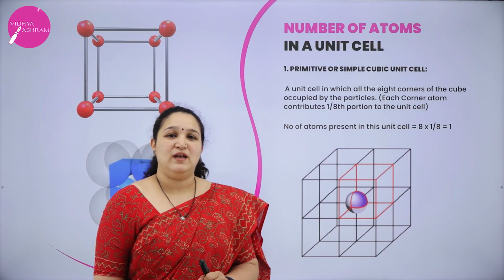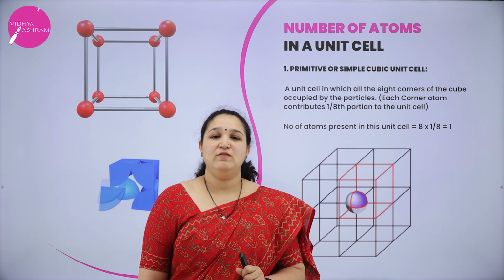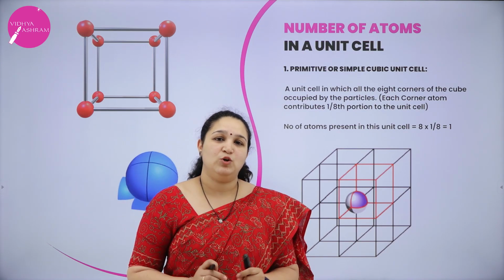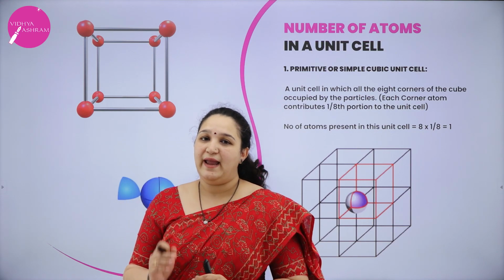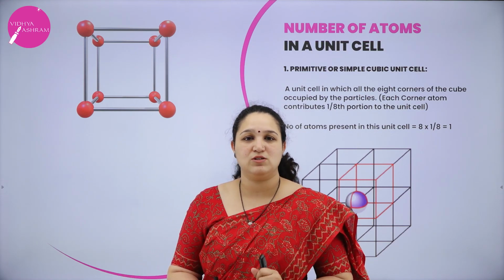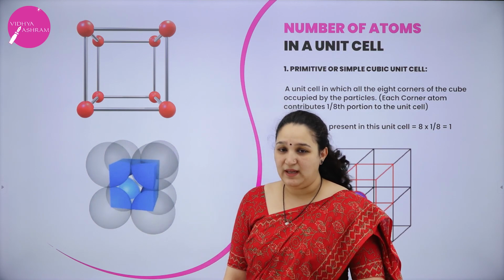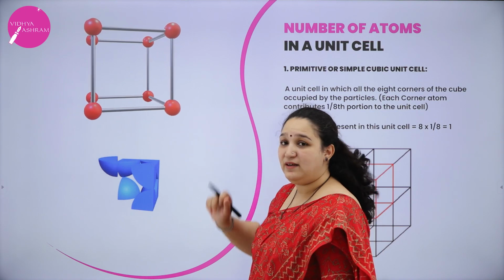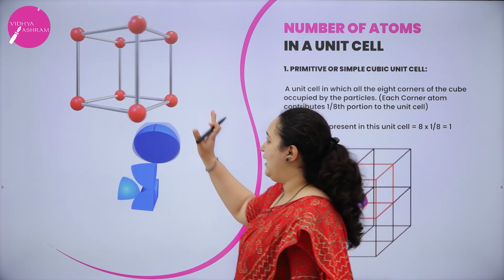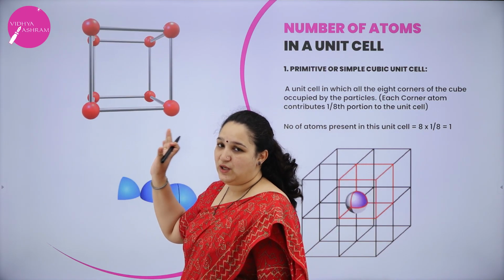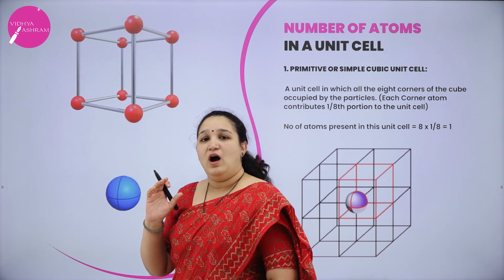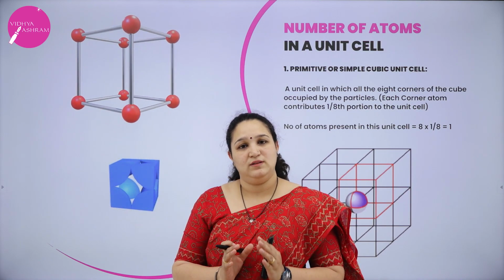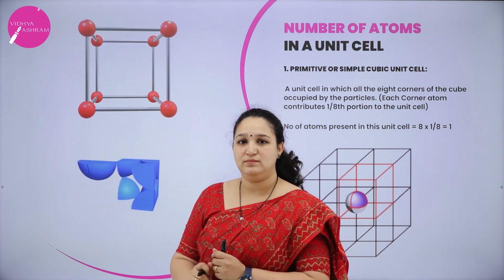So the first one is the primitive or the simple cubic unit cell. In a simple cubic unit cell, there are 8 atoms in 8 corners of the cube, which you can see here. Now, do you think all these 8 atoms belong to only this particular unit cell?